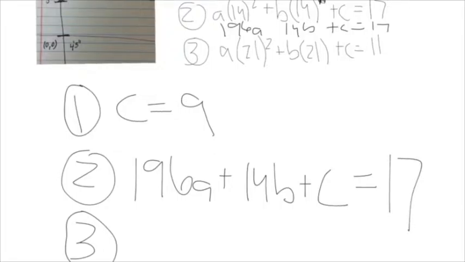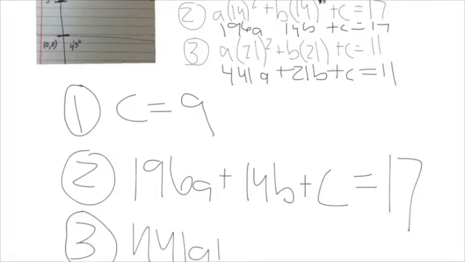Now we can see that 21 squared is 441. So we multiply that by a, add 21 times b, 21b, and then add c to equal 11. So 441a plus 21b plus c equals 11.